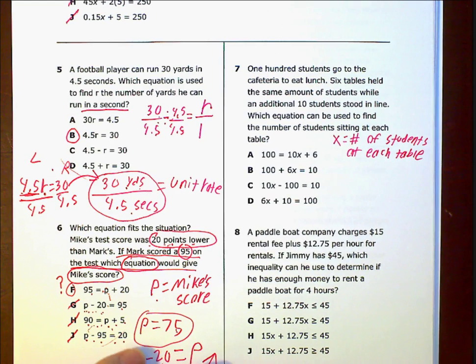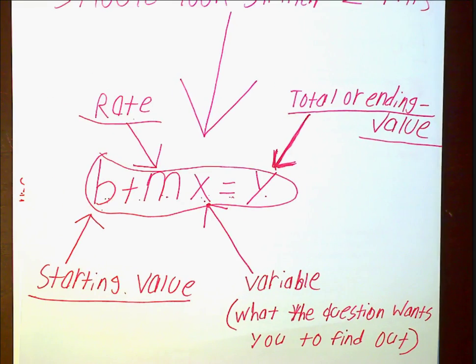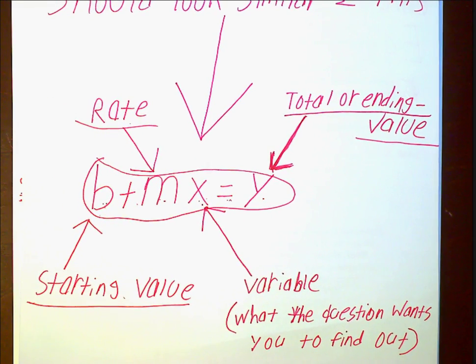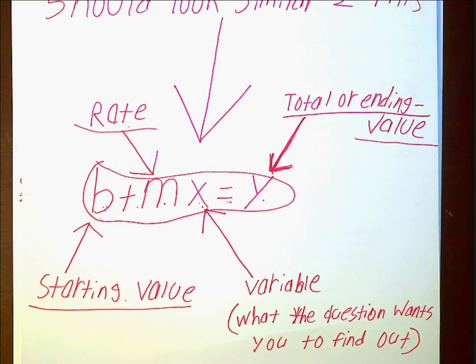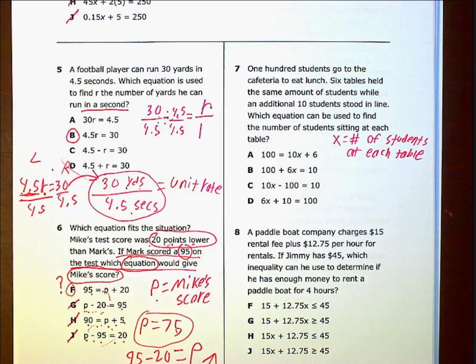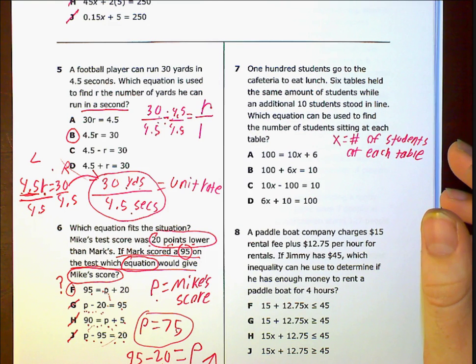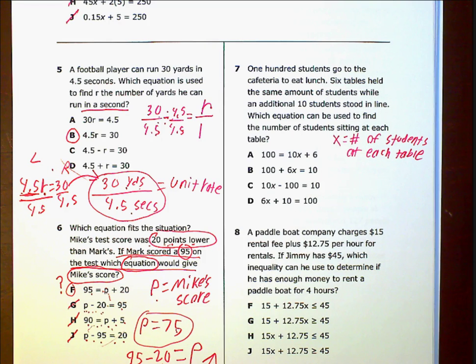Okay, so now we know what x means. So this one seems like we can use our form of b plus mx equals y. Okay, so starting value, rate, variable equals total or ending value. So I'm going to start with my initial starting value, or what's left over.